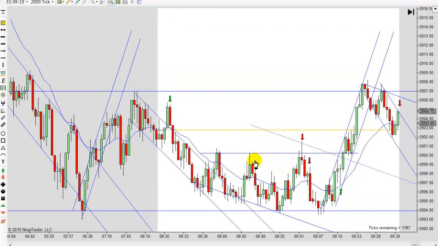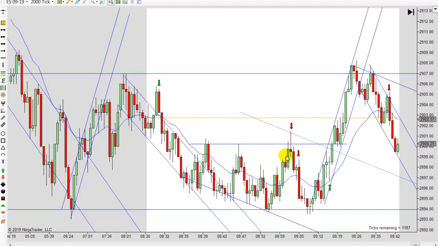And then finally, you come back here and you get a double test. You made that high, you test it once, twice, you get a big bearish bar. It's a second entry short. Look at that low. First entry, second entry. And so that's your first really decent setup.